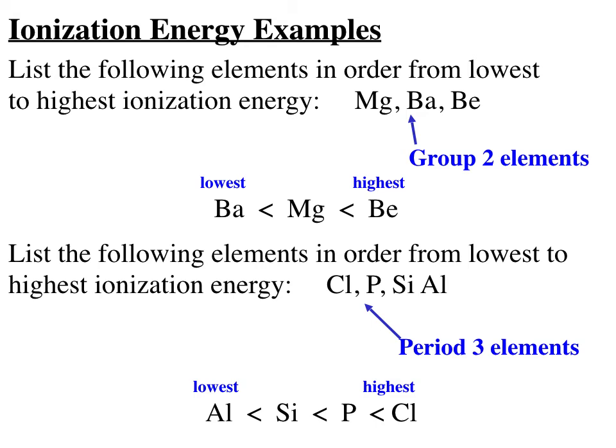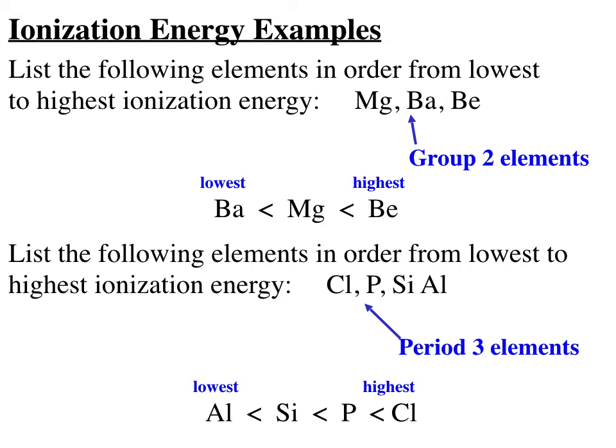Let's look at an example of these periodic trends of the elements and their connection to the ionization energy. So let's list the following elements in order from lowest ionization energy to highest ionization energy. And the elements I'm giving are magnesium, barium, and beryllium.